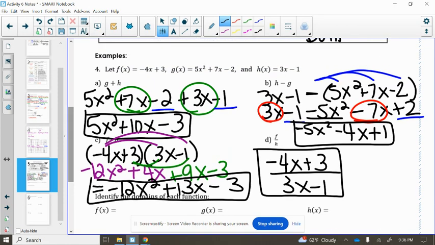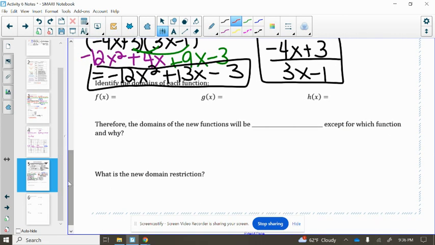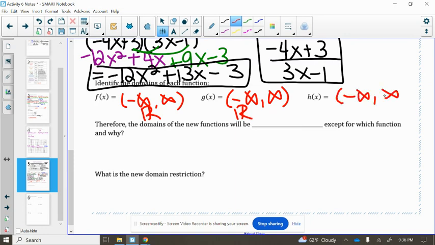Now, if we look at these three original functions, f of x, g of x, and h of x, all three of these are polynomials. The first one is a line, the third one's a line, and then we have that quadratic. So we know for all three of these, our domains are all real numbers. From negative infinity to positive infinity, there are no x values that are going to mess with these graphs. Our domains are going to just be all real numbers for x.